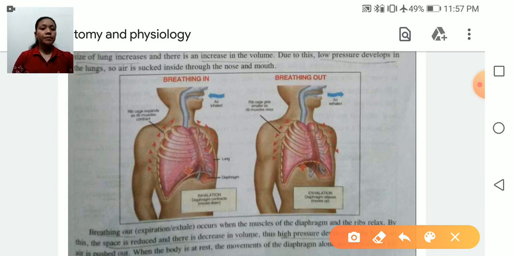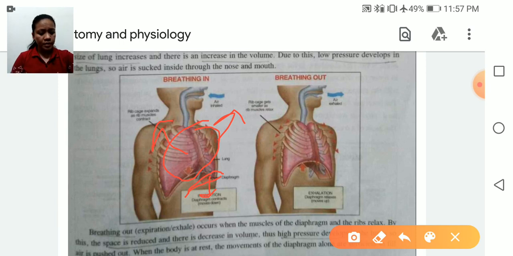Just like during inhale, at the time of inhale, the ribs go upward. ठीक है, ये upward जाएगी, and the diaphragm, this is diaphragm. The diaphragm comes downward, and the muscle of the diaphragm comes down. Therefore, the size of the lungs increases.